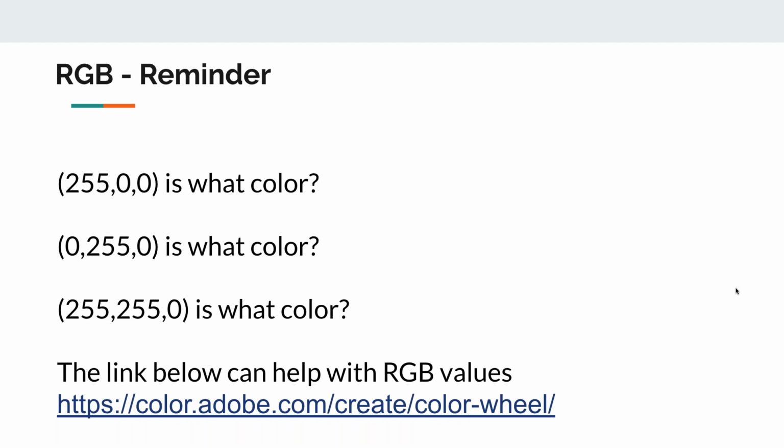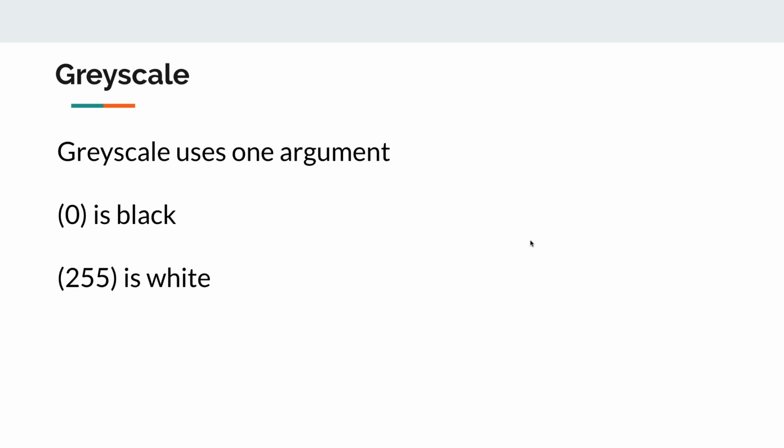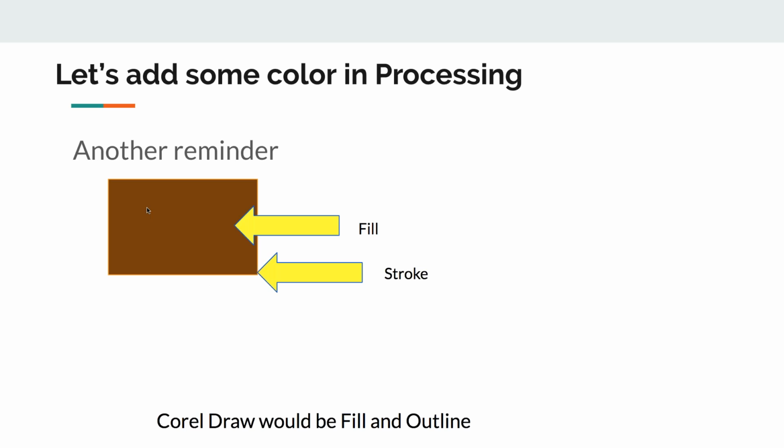All right, so I just wanted to remind you, no big deal. Now, grayscale with one argument is exactly what Mateo's talking about. 0 is black, 255 is white. So that's grayscale, when you don't really care about color and you're going from 0 to black. Uses less memory. There's a lot of good reasons to use grayscale.